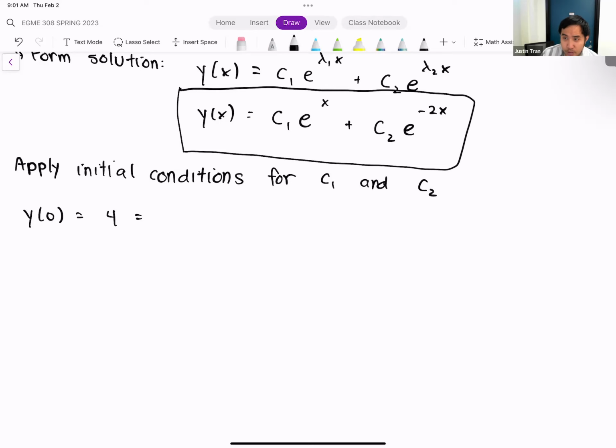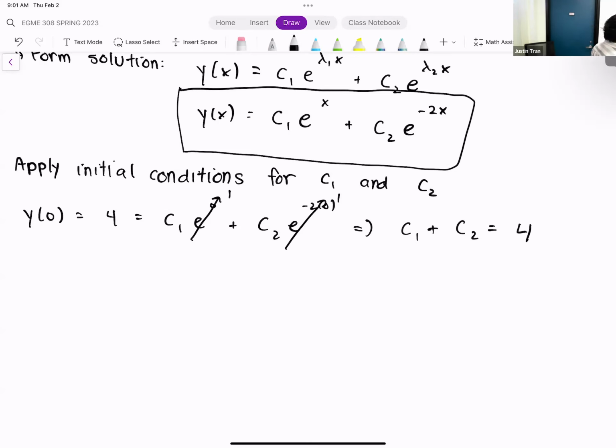So let's take our general solution up there and plug in x is equal to 0. And so that's C1 e to the 0 plus C2 e to the -2 times 0. In both cases, we have e to the 0, so we know e to the 0 is going to be 1. And so our first equation is C1 plus C2 is equal to 4. We're not able to solve this equation just yet because it has two unknowns.